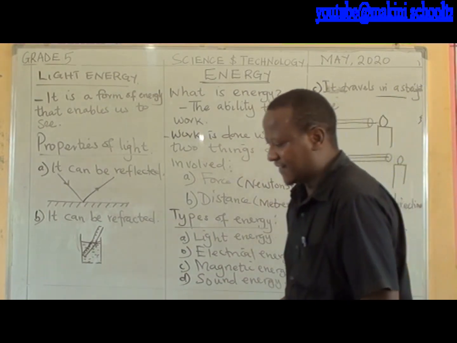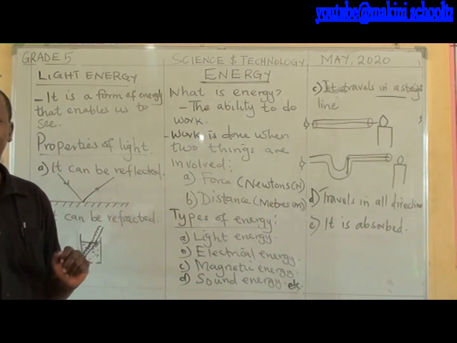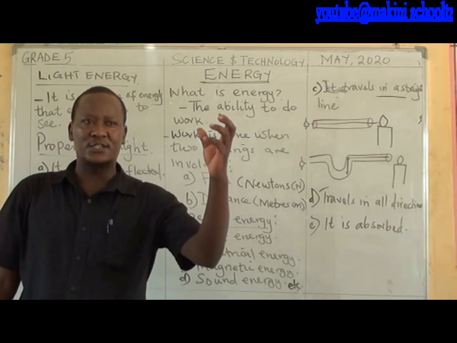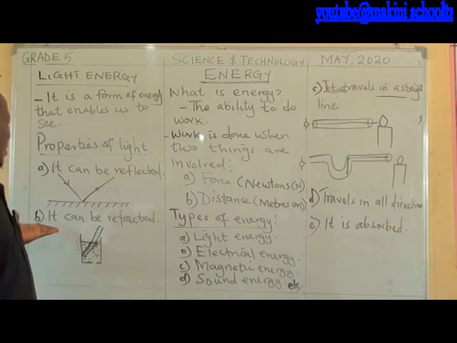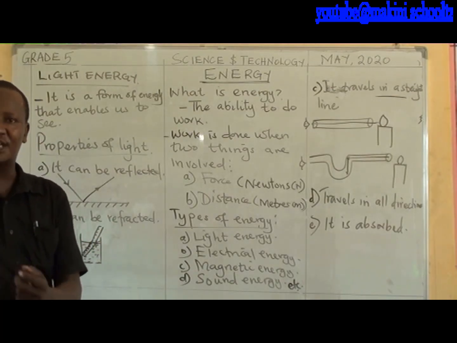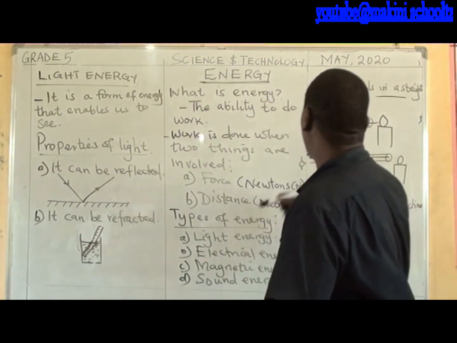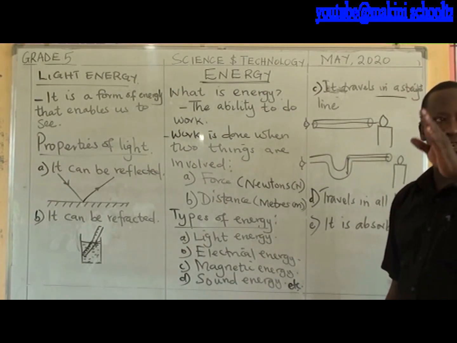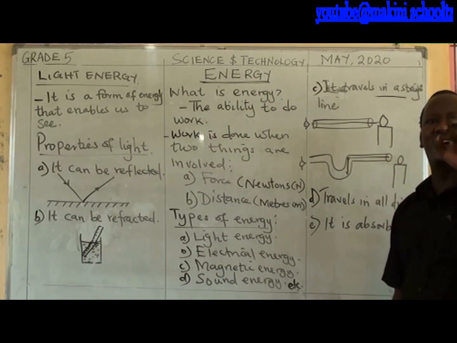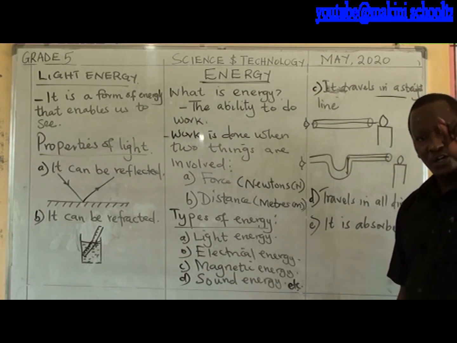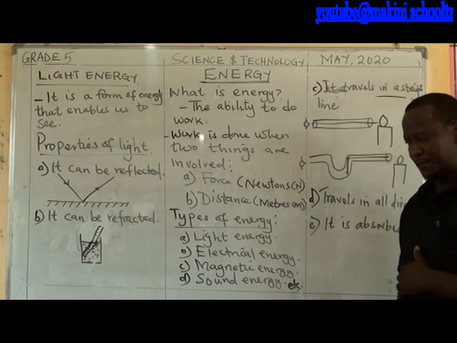So how many properties of light have we come up with today? Number one, we have said light can be reflected, meaning it bounces off when it strikes a surface that is shining. Two, light can be refracted, meaning it bends when it passes through a different medium. Three, light travels in a straight line from the source. Fourth, light travels towards all directions. Lastly, light can be absorbed.